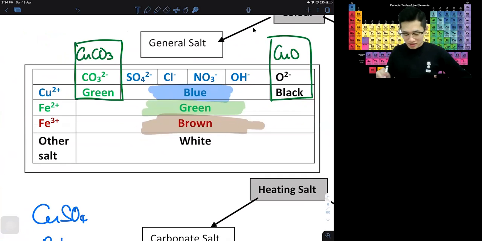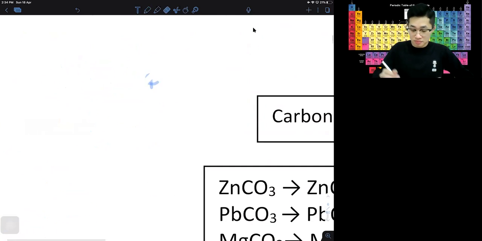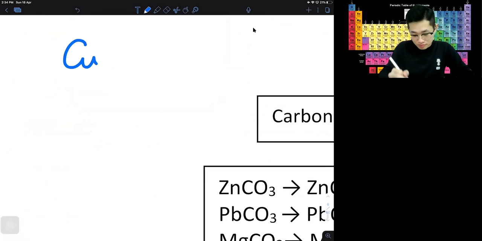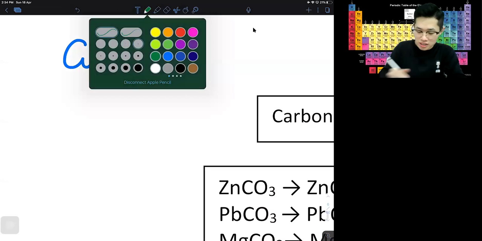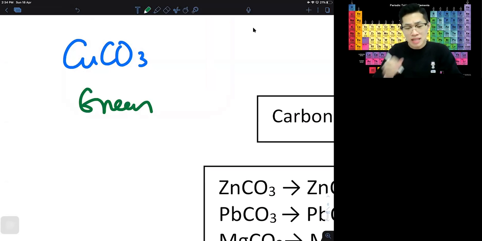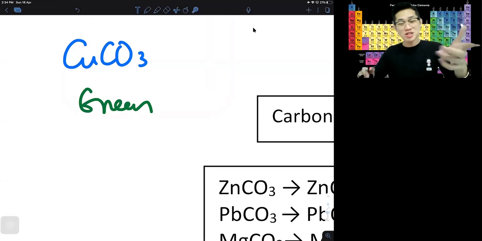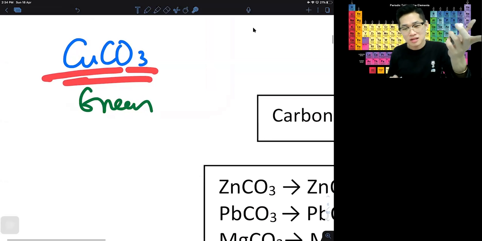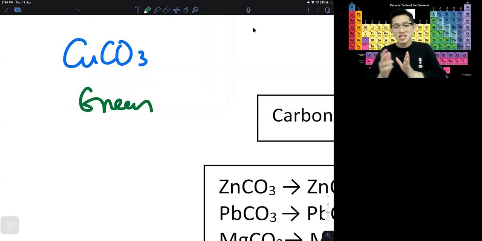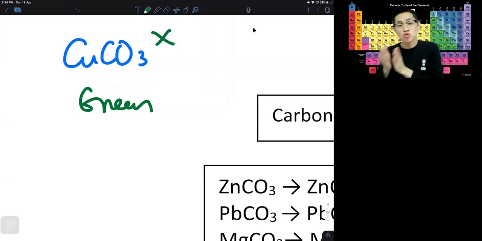Anything else, the rest of the examples are white color. The rest are white. So what is the meaning of the rest? We know that CuCO3 is what color? Yes, green. CuCO3 is green color. But then let me ask you, I test you back on the solubility. Soluble or not? Yes, very good. So if it is insoluble, we will call this a green solid.